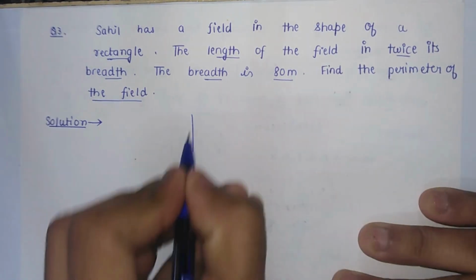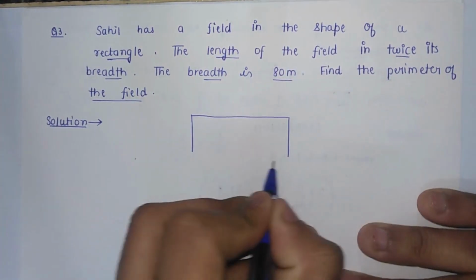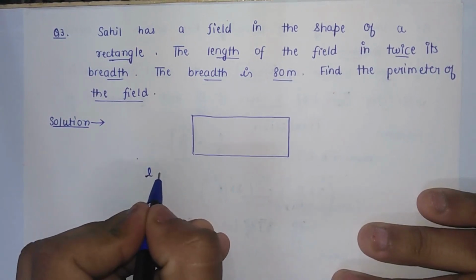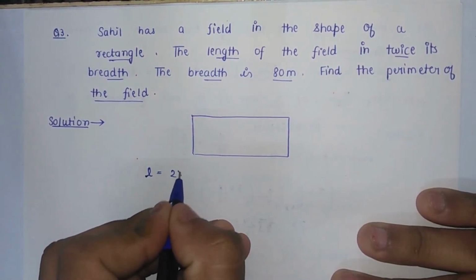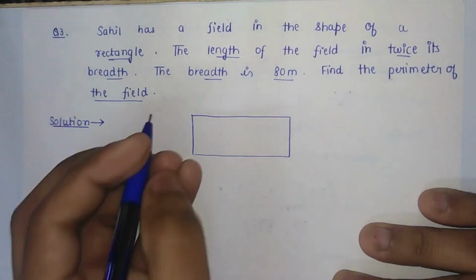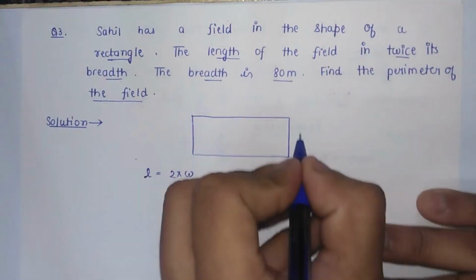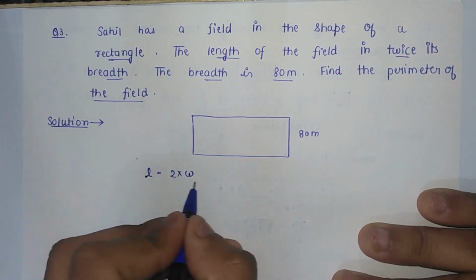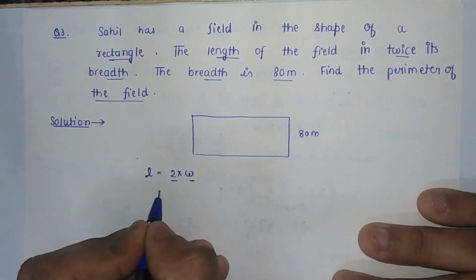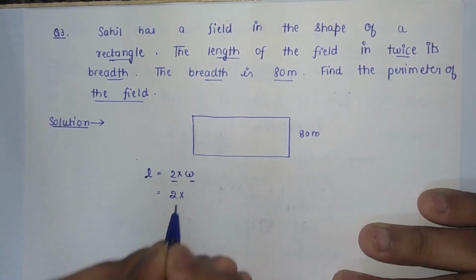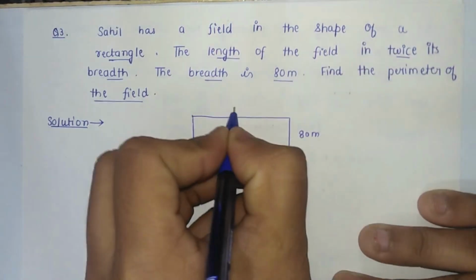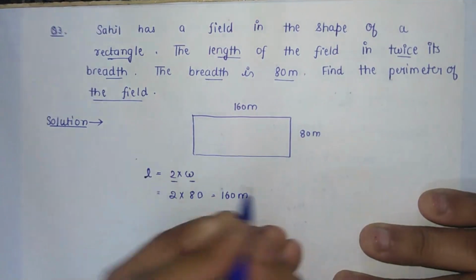We are given a rectangular field like this, and it is also given that the length of the field is 2 times its width, and the width is also given to us. Width is given as 80 meters. So length we can also calculate because it is 2 times of width. So length will be equal to 2 times of 80, which will be equal to 160 meters. So we'll put 160 meters here.